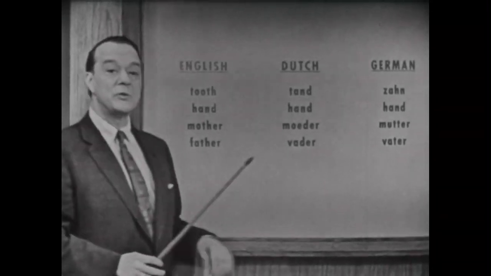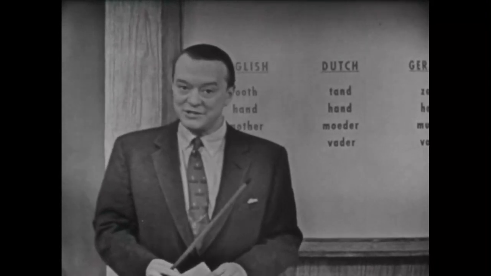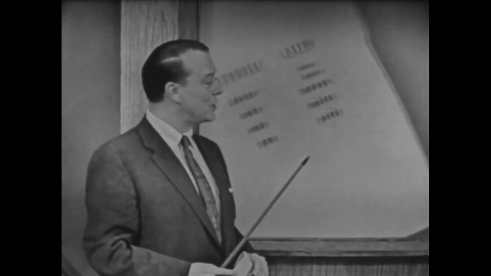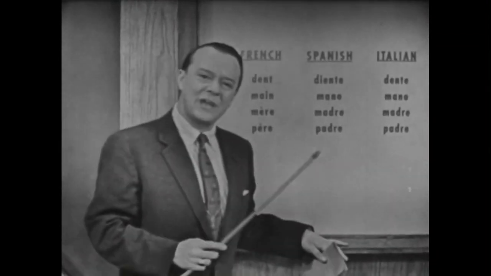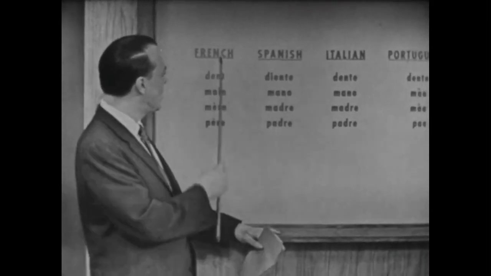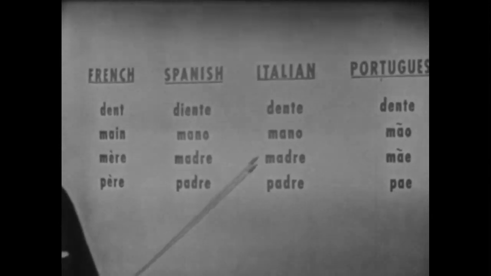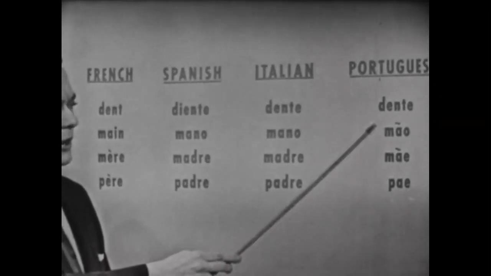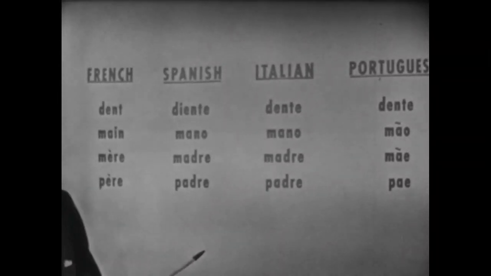Now, actually, in the Romance languages, if we examine these same kinds of words, we will find the same kinds of correspondences. French, dent, main, mère, père, for the same words, tooth, hand, mother, father. Spanish, diente, mano, madre, and padre. Latin, dente, Italian, dente, and so on and so on. Portuguese, mão, mãe, and so on. Again, these kinds of words look very much alike and they sound very much alike.